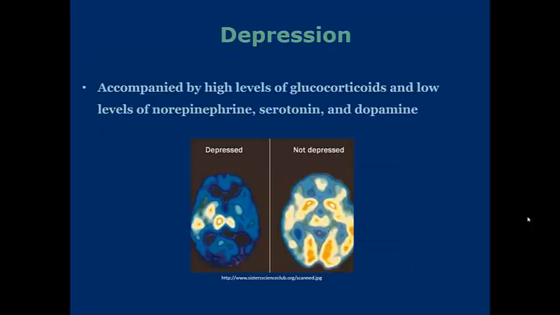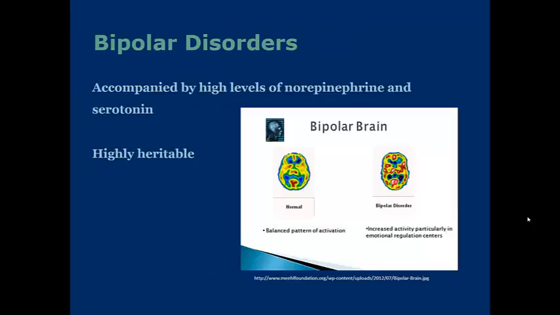Depression is accompanied by high levels of glucocorticoids and low levels of norepinephrine, serotonin, and dopamine. In the bottom, you can see a brain scan of 2 separate individuals, one that is depressed and one that isn't. As you can see, there is a lower level of activation in the brain. Bipolar disorders are accompanied by high levels of norepinephrine and serotonin. Note, these are highly heritable.